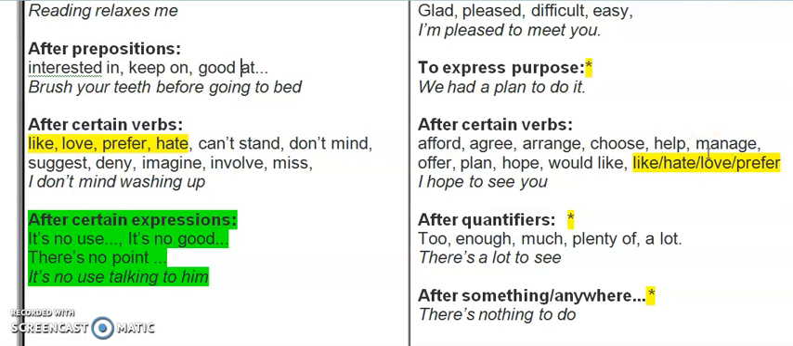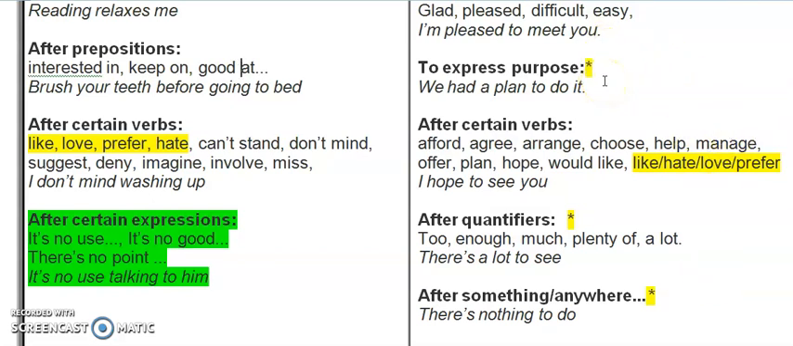You might find lists everywhere on the internet, with different verbs included in those lists. You have just here the ones you have in the book, which I consider the most important for the level B1.